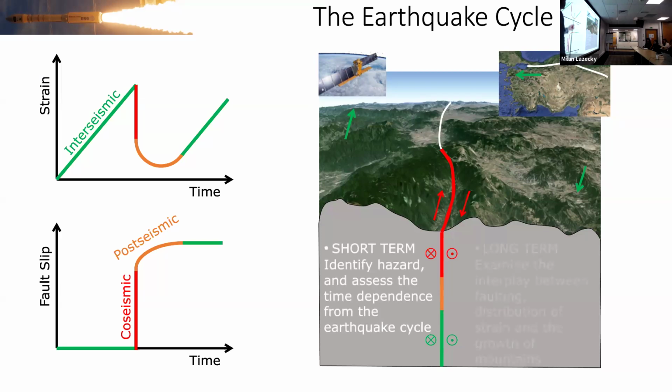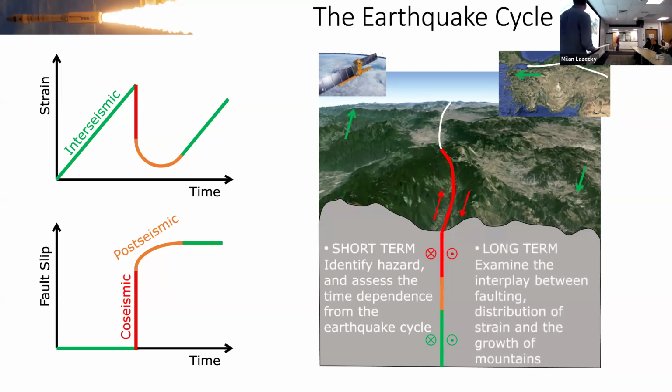Now, in the short term, we can use this to identify where the hazard is. So things that are building up strain might ultimately fail in earthquakes. You want to know where things are straining, and to assess the time dependence of the earthquakes, like what can we get from the post-seismic information that tells us about the way the down-dip fault is behaving, the way the world works.